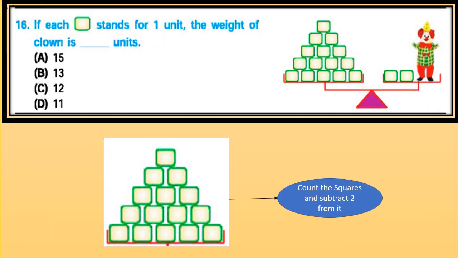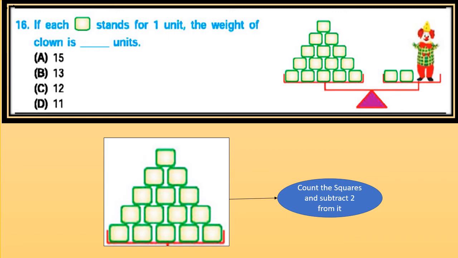If each square stands for 1 unit, the weight of the clown is dash units. Now see the figure given on the right hand side carefully. Now, the left part of the weighing scale. Count how many squares are there on the left part.